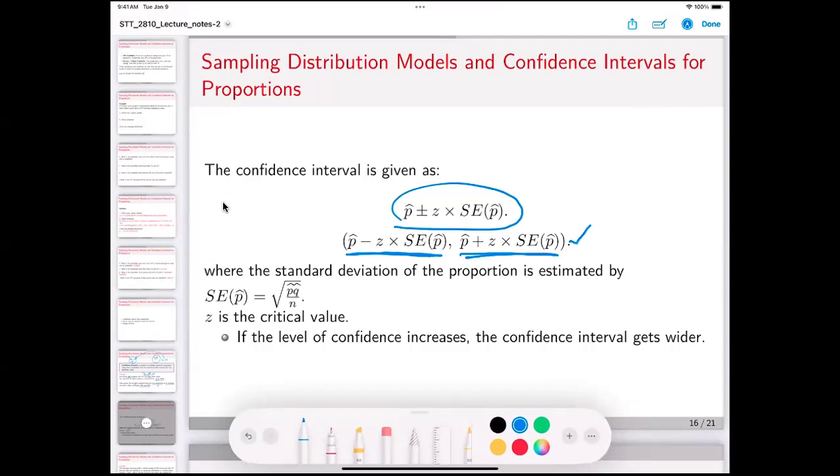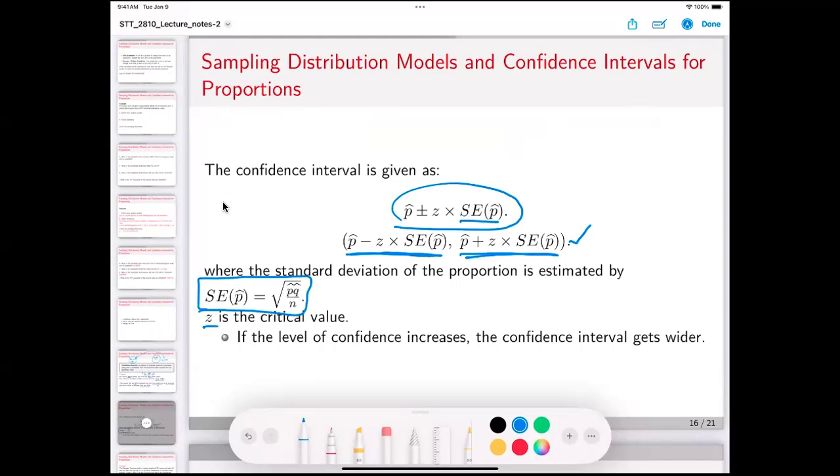Is that okay? Good. Now, this SE of P hat is the standard error. So just know that. Is that okay? Remember, the formula has standard error of P hat, and the standard error formula is given by this. We spoke about this last week. And then the Z is the critical value.